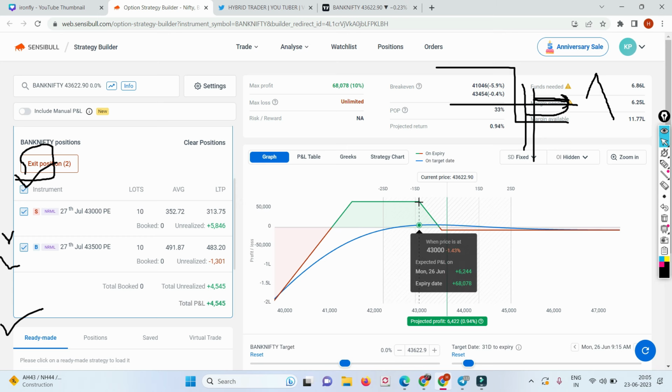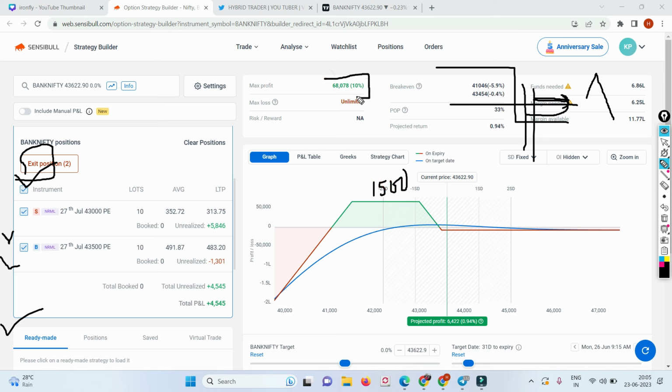So almost how much, guys? 42,000, almost like 1,500 points, right? 1,500 points. You have the potential to get this maximum profit. Do you think for Bank Nifty, 1,500 points is not a big range? See, from this range to this range you will get your max profit. All right, which is huge.